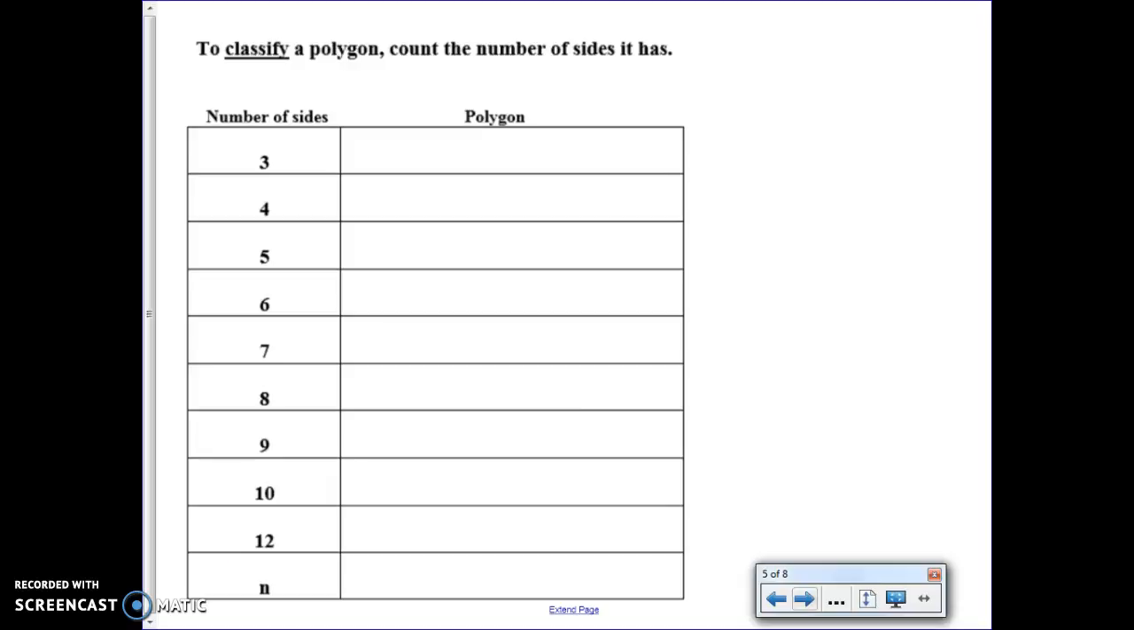Okay, to classify a polygon, count the number of sides it has. I feel like you guys should know a whole lot of these, so pause the video now and try to fill in this table on your own. See what you remember from elementary school, and then we'll go through this table together. Alright, a three-sided polygon is a triangle. A four-sided polygon, be careful that you didn't call it a square or a rectangle. Its least specific name is just a quadrilateral.